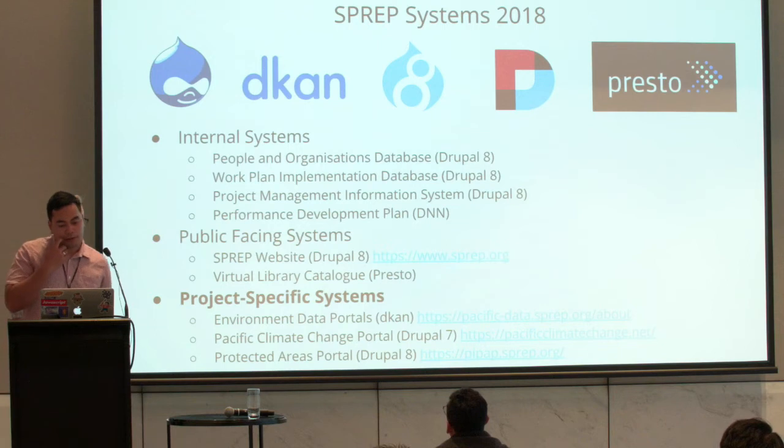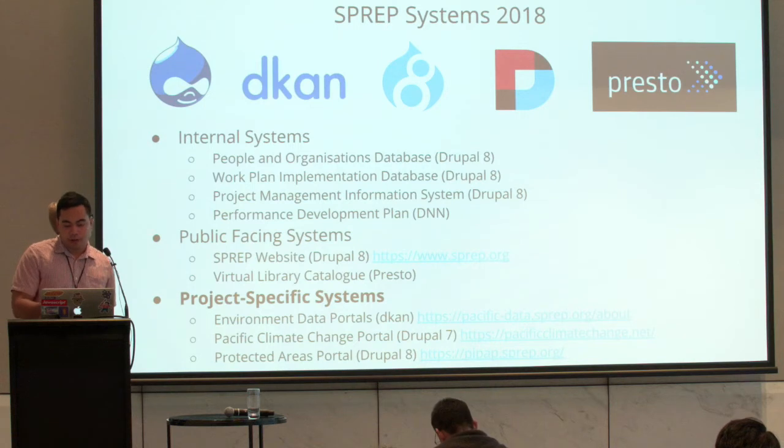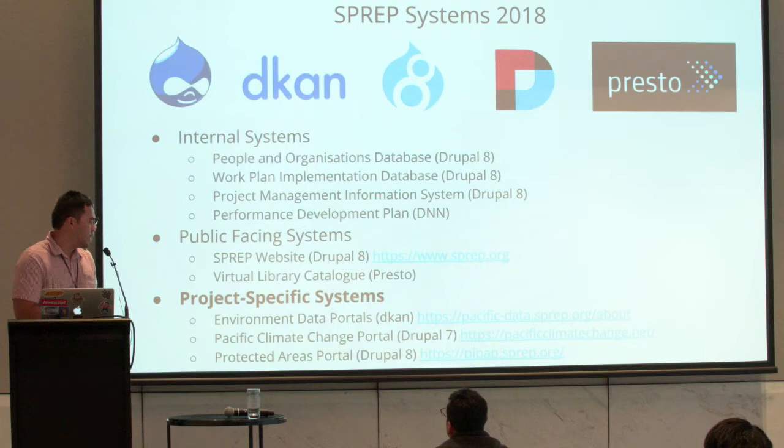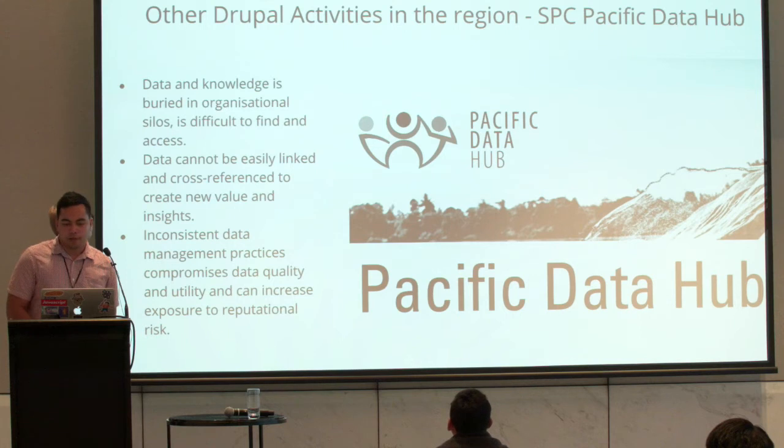Yeah, so the state of our systems at SPREP in 2018, at the time, most of them were running DNN or Presto. All our internal systems, save for maybe one or two, are all on Drupal 8 now. Our public-facing systems, like our main website, are running on Drupal 8, and like we've been talking about throughout the presentation, we've been using Drupal 7, DCAN, and Drupal 8 for a lot of the project-specific systems. Like I mentioned before, we're not the only organization in the region that's using Drupal. Our sister organization, SPC, is building a Pacific Data Hub to deal with all of these issues that are listed here.